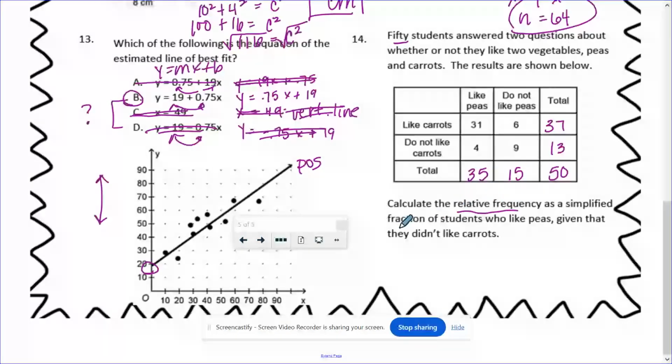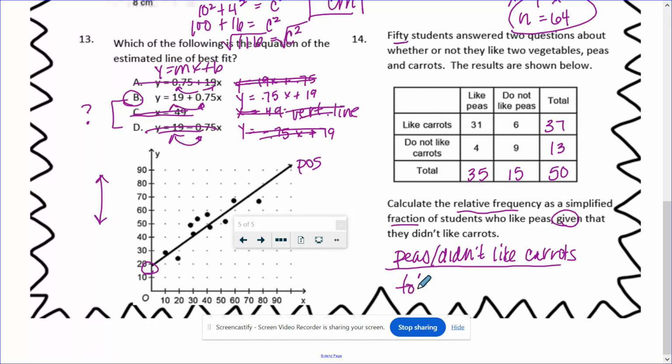Calculate the relative frequency as a fraction, simplified, of students who like peas, given that they didn't like carrots. So that means that they liked peas, didn't like carrots. And then this key word here, given, tells us that our denominator has to be the total of the students that didn't like carrots, because of the word given that they didn't like carrots. So that means the total of students that didn't like carrots.